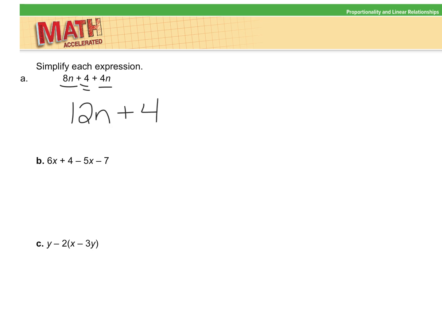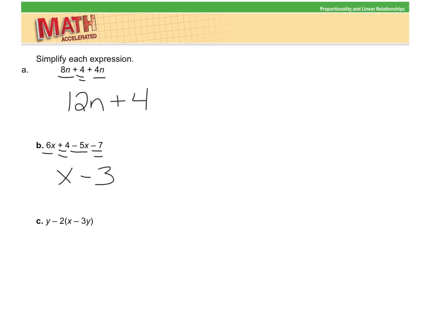Plus 4. On B, what's like terms? 6x and negative 5x. So we have 6x minus 5x is 1x or just x, and then what do we have left? We have positive 4 and negative 7, so we have 4 minus 7, negative 3.